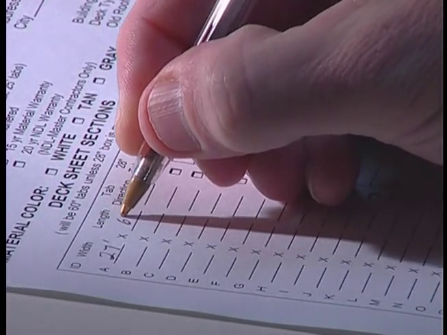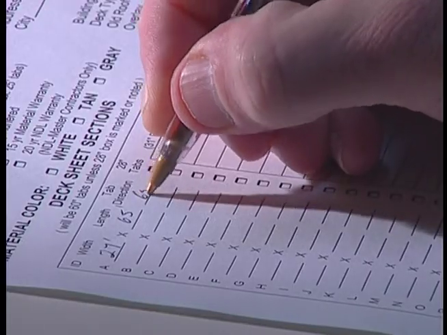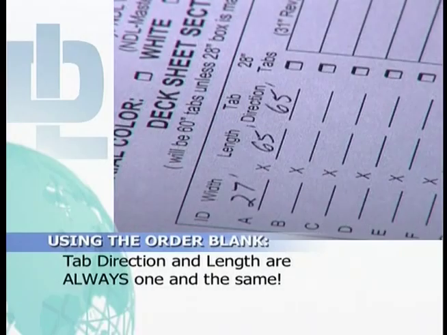Looking at the order blank, locate the roof sections portion shown here. Note that the length and tab are the same. This deck sheet is 27 feet wide by 65 feet in length, with the tab direction the same as the length. The tab direction always denotes the deck sheet length. This is important to understand in order to have the tabs go in the direction that you require.